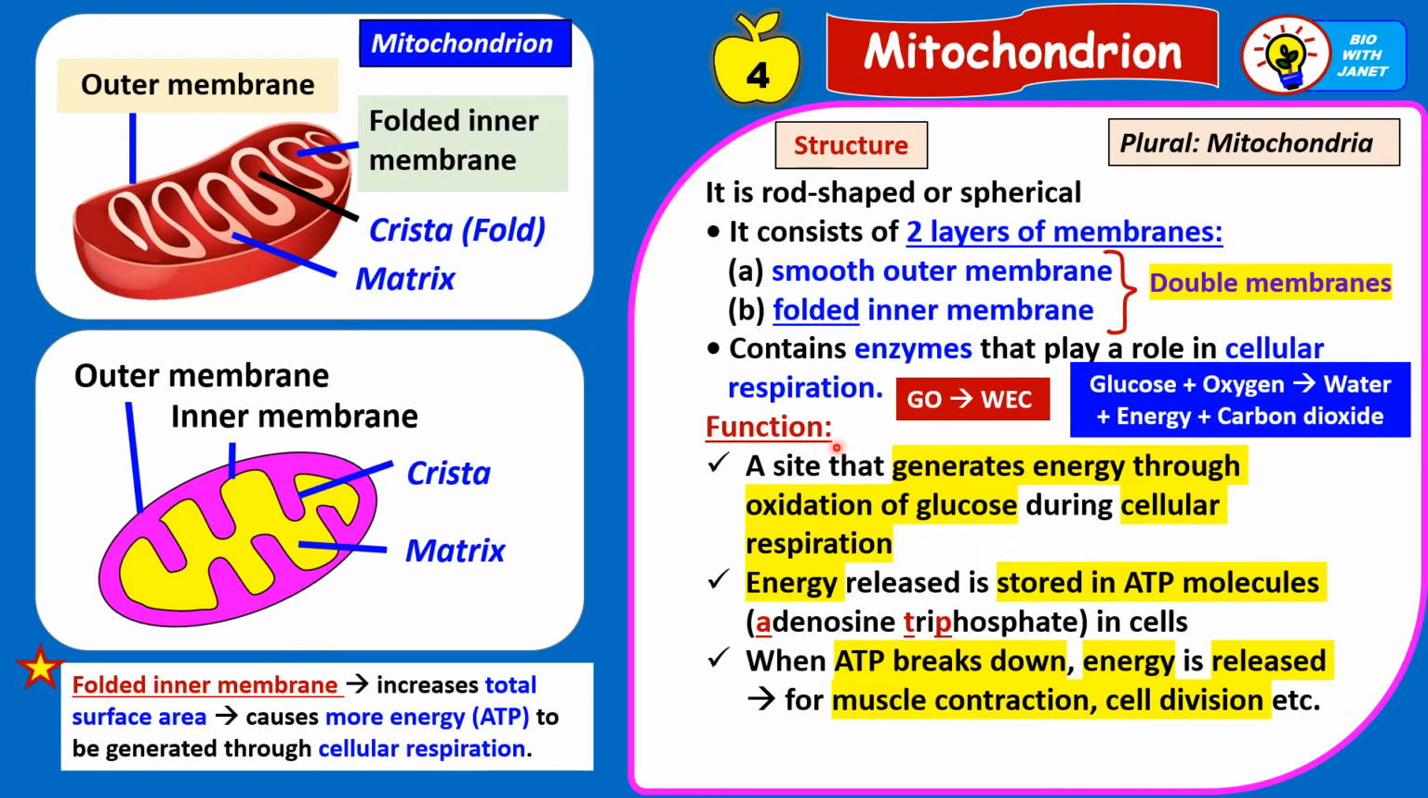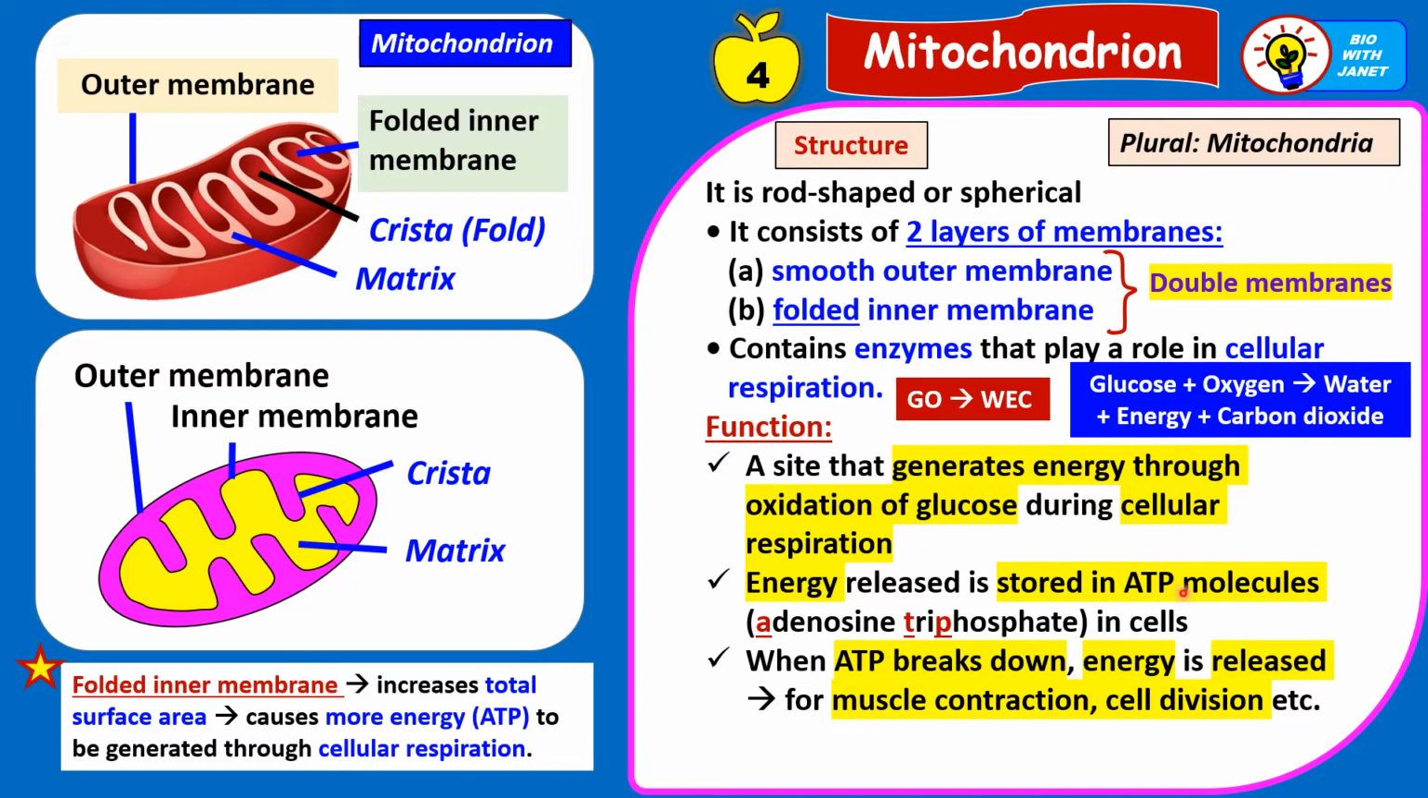Now, the function of the mitochondria: it is the powerhouse of the cell because it generates energy through the oxidation of glucose, where glucose reacts with oxygen during cellular respiration. And then energy is released. But this energy is not used straight away.